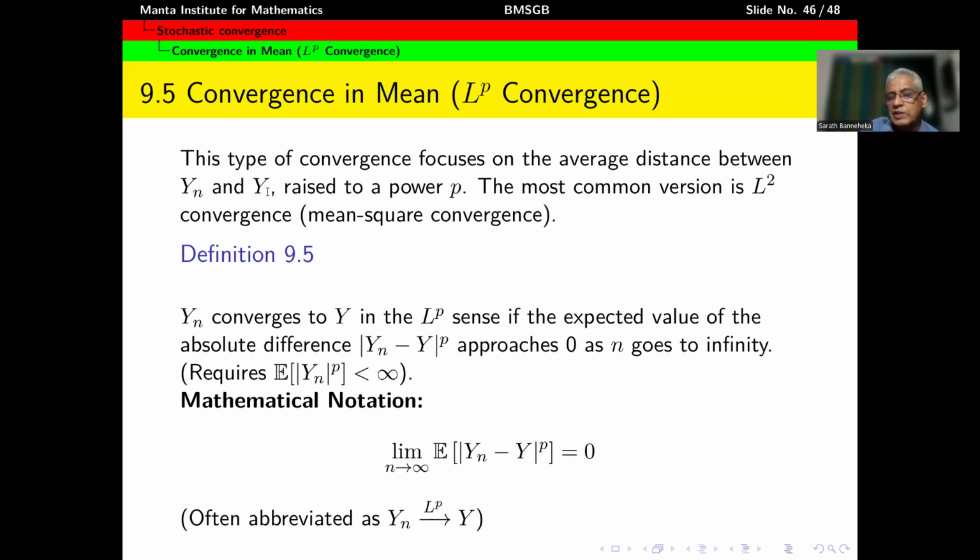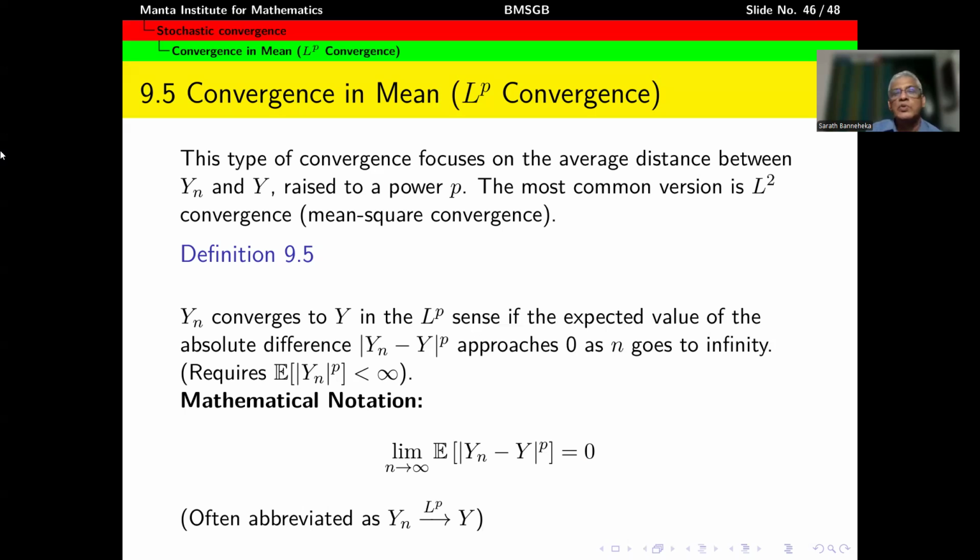So up to now, earlier we were considering the distance between the random variables. How close the Yn to Y as random variables in the first two types of convergences, almost sure and then in probability. And then we looked at how close the distributions are in convergence in distribution. Now we are looking at how close the expected values are. So that's what we are going to look at, right?